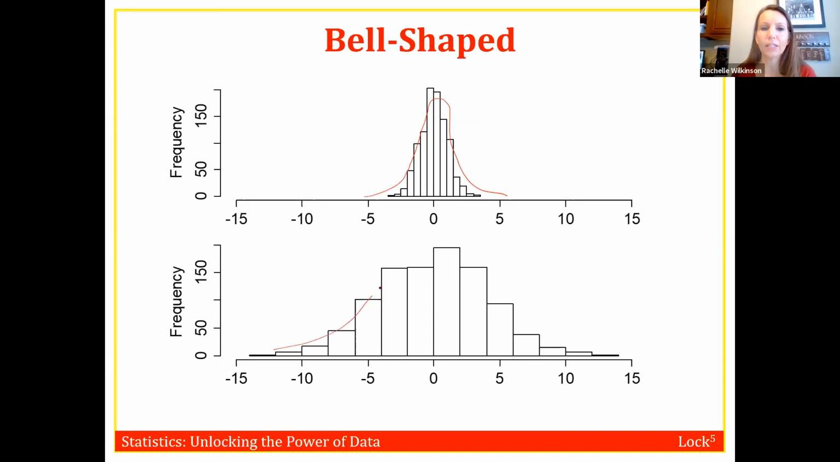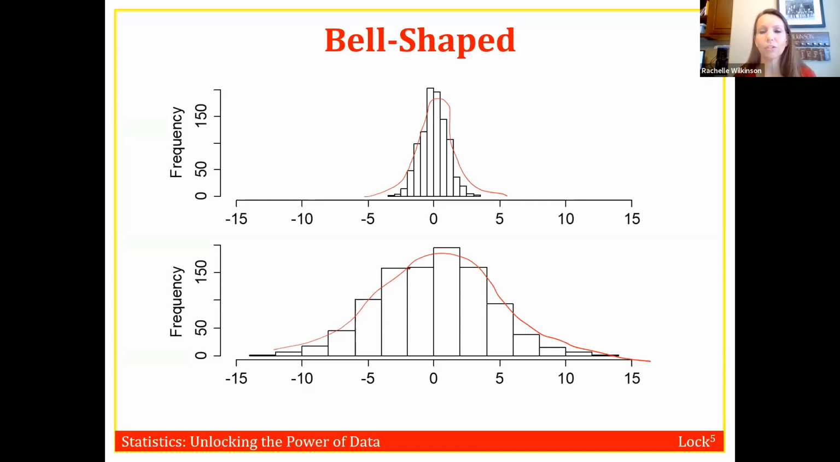So both of these distributions here are bell-shaped symmetric. And the sleep distribution was also bell-shaped symmetric. And the reason why we're specifically looking for bell-shaped symmetric distributions is that they're going to have some special properties that we're going to talk about that only apply to bell-shaped symmetric distributions.